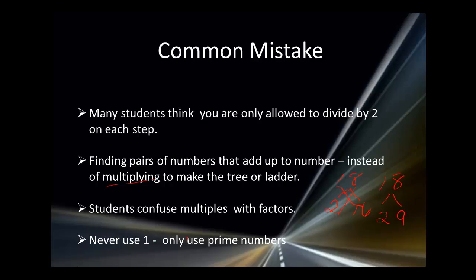Students confuse multiples with factors. A lot of times students will try to list the multiples instead of using factors. Never use 1, only use prime numbers. Remember, 1 is neither composite nor prime. And look out for other prime factors other than 2. Maybe you can find 3 or 5 or 7.